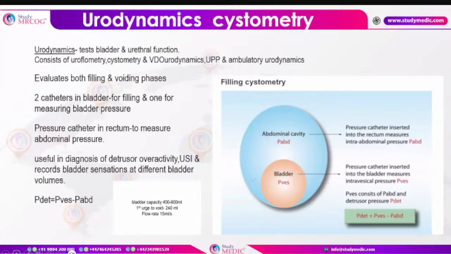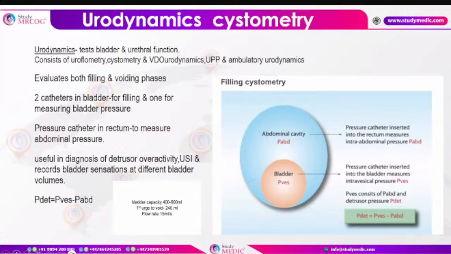So you have to know about the bladder capacities. Okay. Now bladder capacity normally is 400 to 600 ml. The first urge to void comes at 240 ml. And whenever you are doing the uroflowmetry, then the flow rate, like we saw, it has to be more than 15 ml per second.